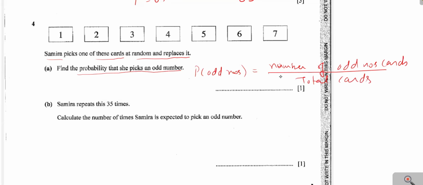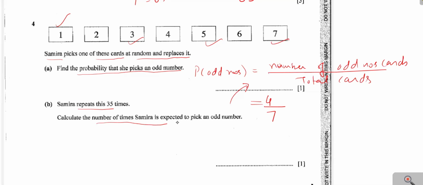According to this, 1, 3, 5, 7 are the odd numbers. The total number of odd number cards is 1, 2, 3, 4. Therefore, we write the total number of odd number cards here is 4 and the total cards are 7. We write 4 over 7. This is the answer.